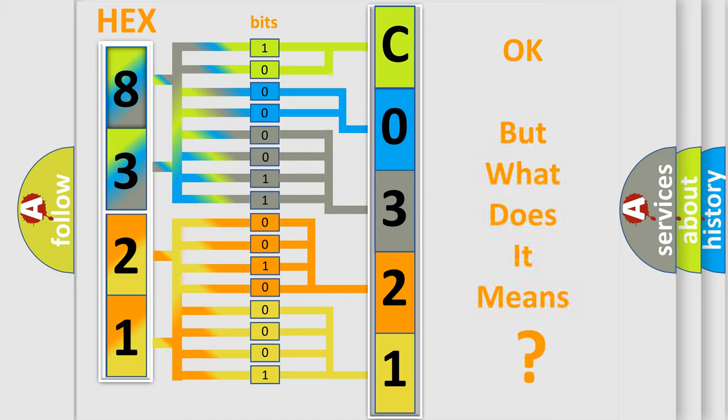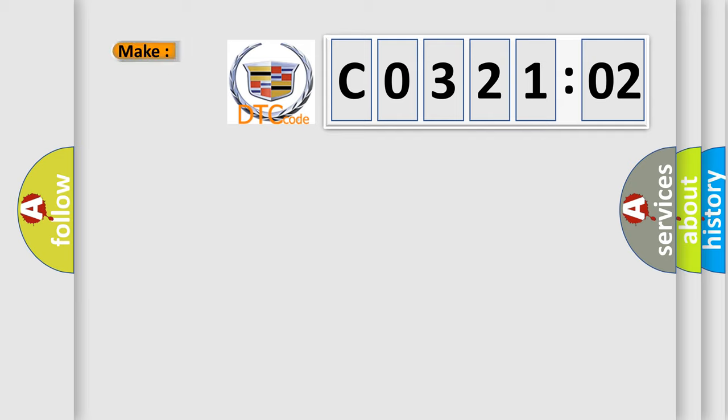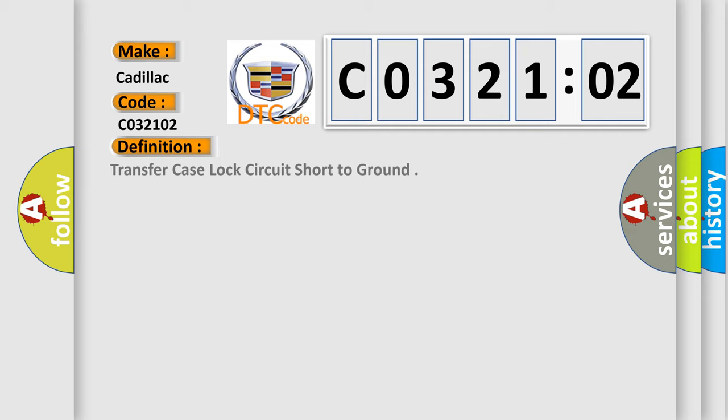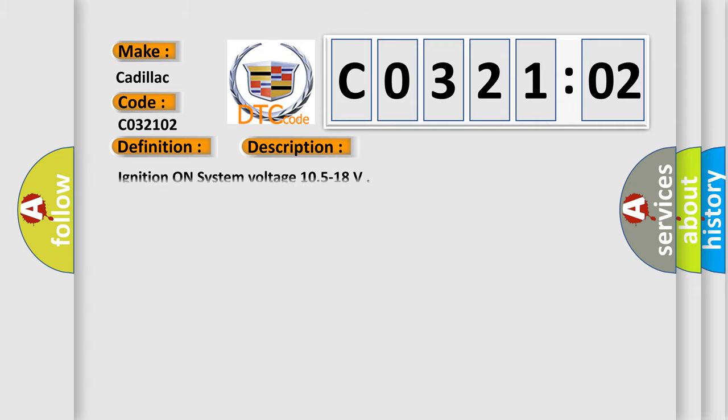The number itself does not make sense to us if we cannot assign information to what it actually expresses. So, what does the diagnostic trouble code C0321-02 specifically interpret for Cadillac? The basic definition is transfer case lock circuit short to ground. And now this is a short description of this DTC code.